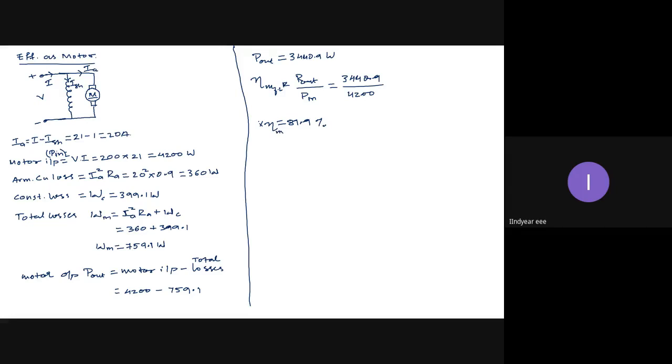Now we have to find efficiency as generator. Again, draw the circuit. Now it is generator. As generator, it will give out the armature current.